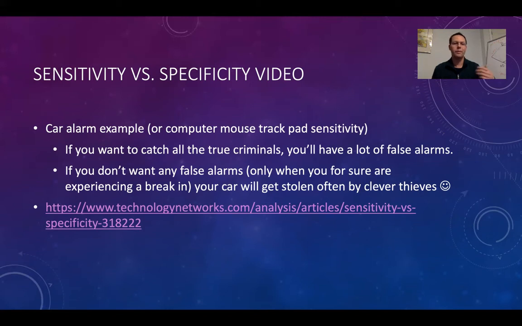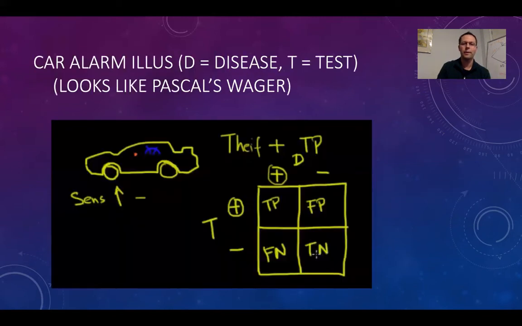And if you get tired of having false alarms, then you could turn the sensitivity down. But that means that even though you wouldn't get so many false alarms, a careful criminal might be able to break into your car. So he talks about that, and I think it's pretty interesting. He does a good job. And he draws this little diagram. He draws a car with a little alarm right here and a little gauge for turning the sensitivity up and down.